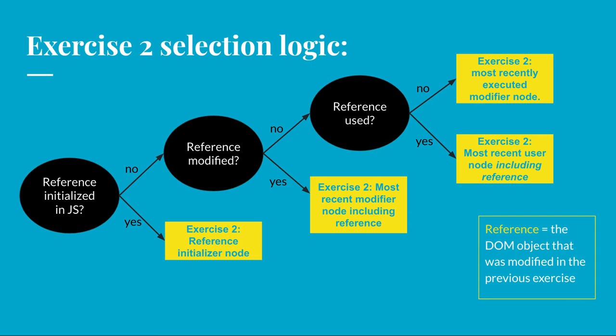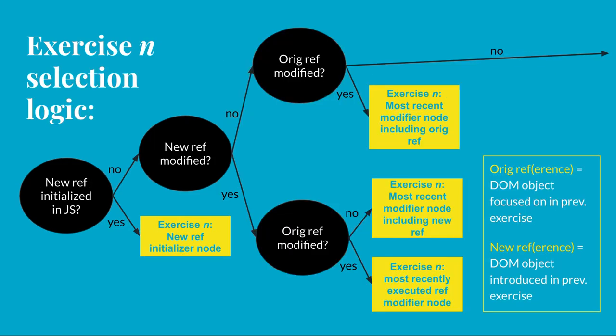Okay, so this is kind of how it will work as long as there's just one reference object. But once more than one reference object is introduced, it gets a little bit more confusing, right? Because now we have to decide which exercise should be served up based not only on recency or type of node, whether it's a user, modifier, or initializer node, but also on which DOM object it's related to. So how do we choose that? The current logic goes like this.